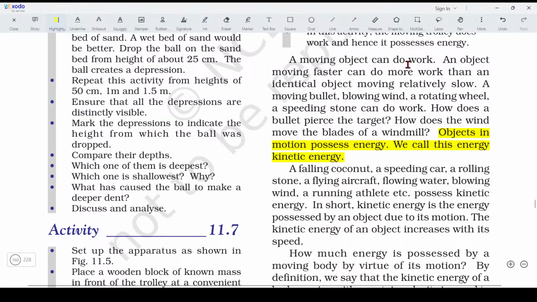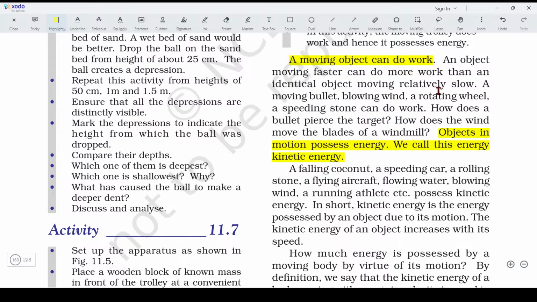A moving object can do work. What is doing work here? If you move some body from one place to another, that means there is work done, right? A moving object, if you put some small object in its way, will move that object also. So that means the moving object has some energy and the ability to move some other object.